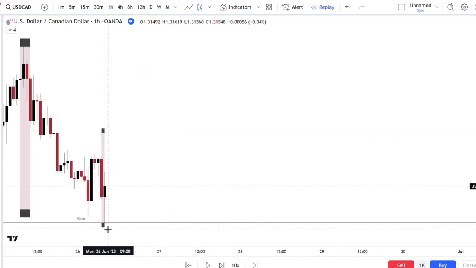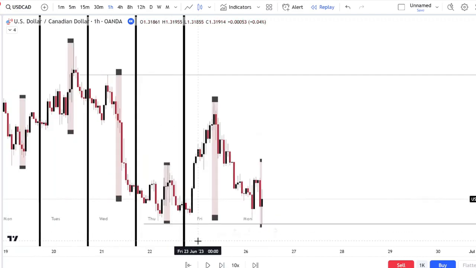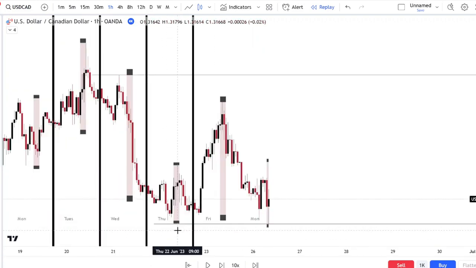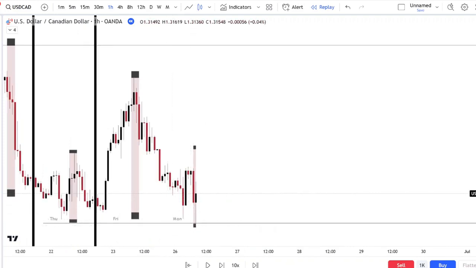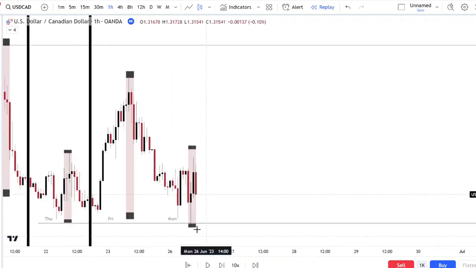Okay, so price made its low of the day, but I'm not a fan of the macro position of this trade, so we're going to skip this day. Even though the trade did work out, but that's fine.